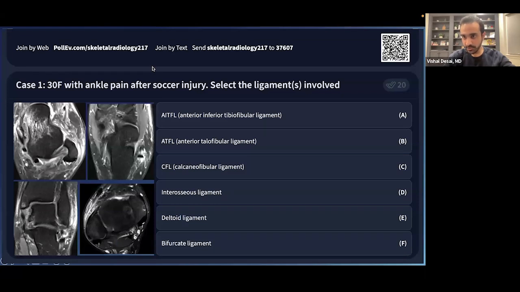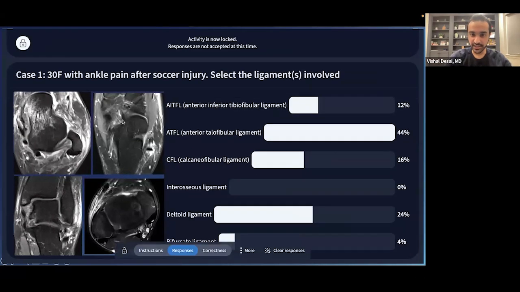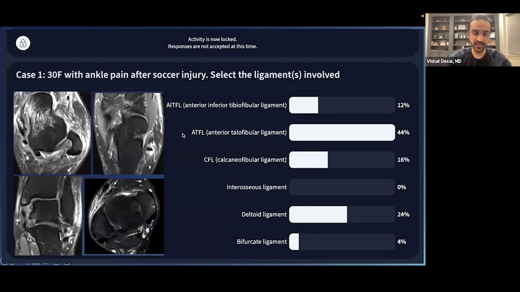Okay, so we have about 20 responses so far. Okay, great. We'll go with that. If you didn't get to play along on this one, there are several more questions.